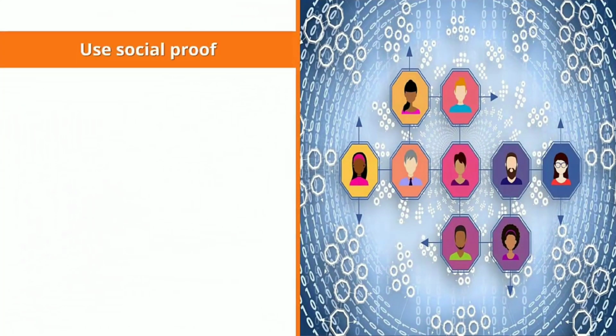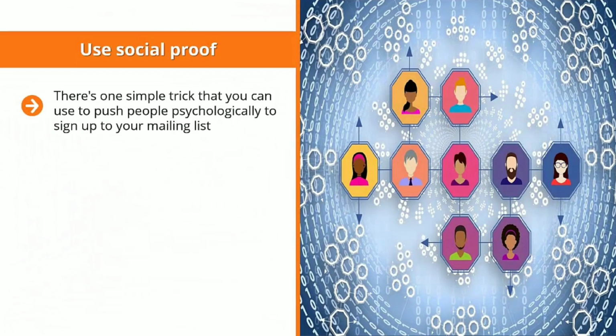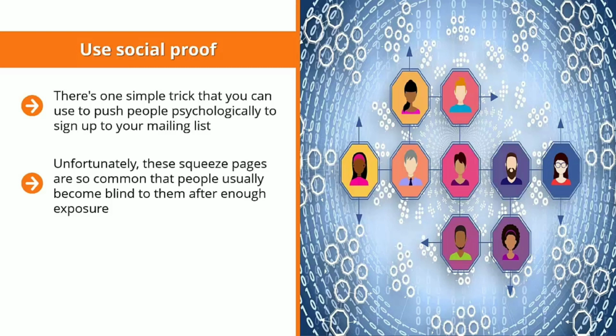Use social proof. There's one simple trick that you can use to push people psychologically to sign up to your mailing list. We've all seen squeeze pages before. Typically, there's an email field, a call to action, and a submit button. There also might be a nice-looking graphic on the side. Unfortunately, these squeeze pages are so common that people usually become blind to them after enough exposure.